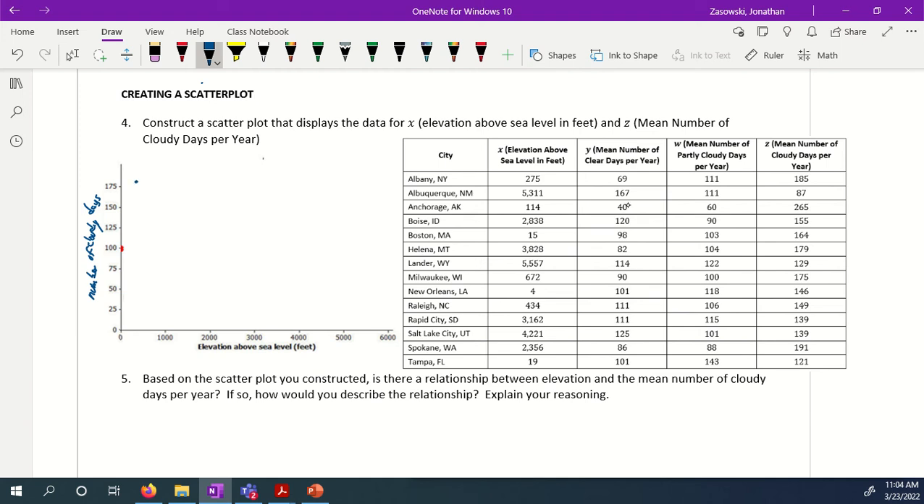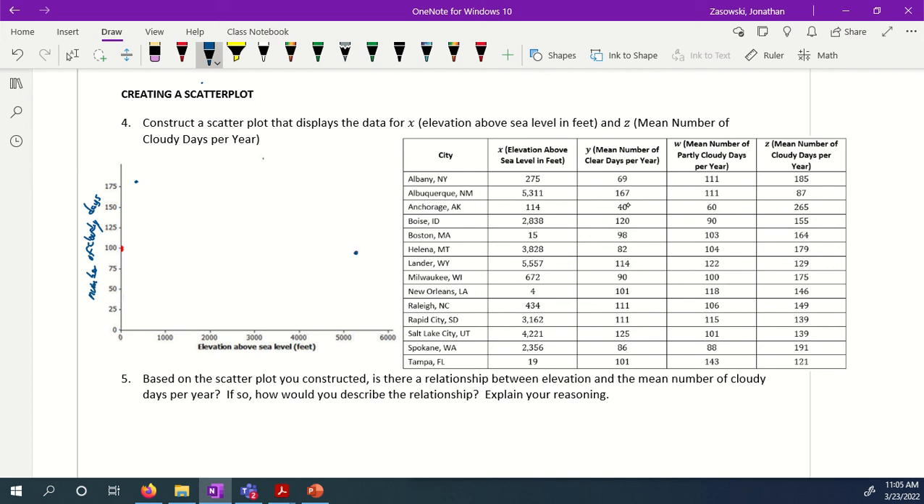Okay. And then we have the next one. So we have 160, we have 5,300, which is about here. We're at 87. And so we're just going to graph these for ourselves.